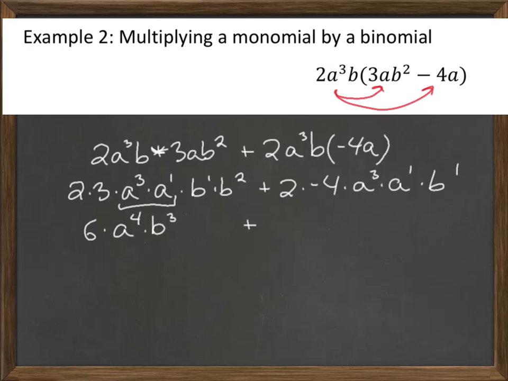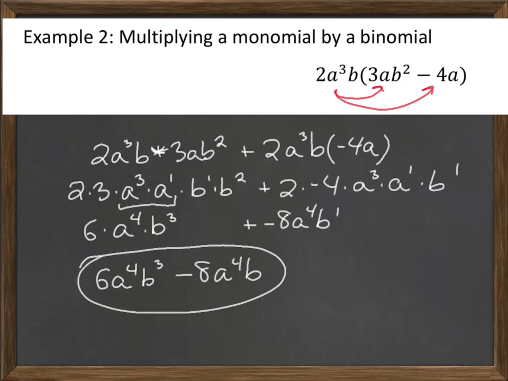Okay. On the other side, we have 2 times negative 4, which is negative 8. a to the third times a to the first is a to the fourth power. And then we just have b to the first. So I put it all together. I have 6a to the fourth b cubed minus 8a to the fourth b. Okay, and I'm going to just leave the b as it is and not write b to the first power.